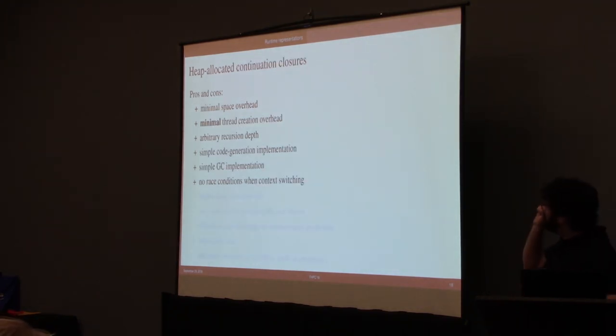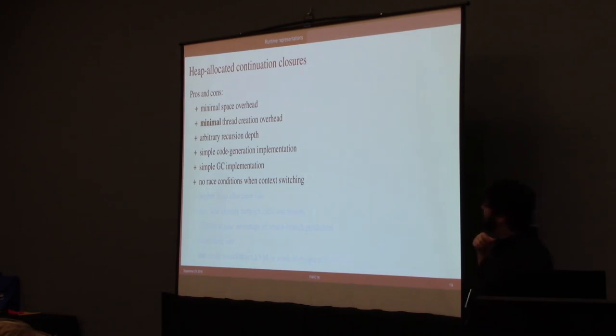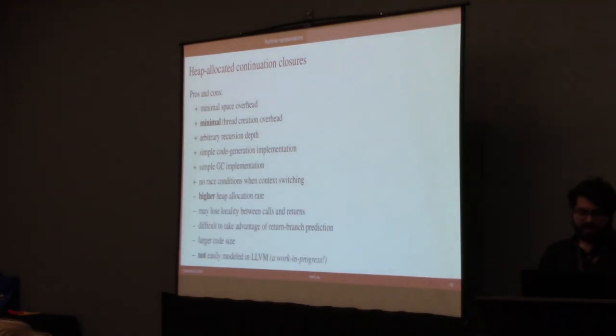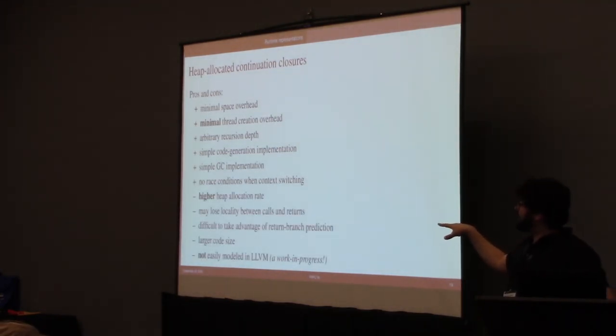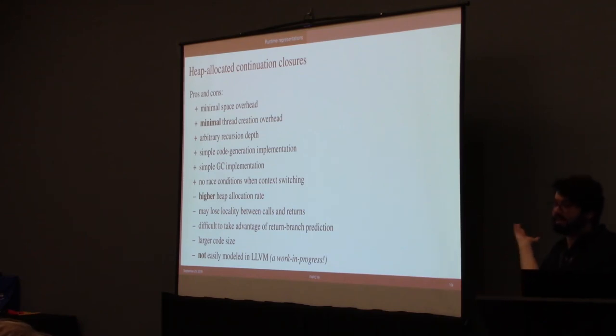Okay, and then we have heap allocated continuation closures. These are the mutable stack frames. So again, minimal space overhead, minimal thread creation overhead, all the other good benefits. We have a higher heap allocation rate. And I should also mention a much, much simpler implementation because it's essentially just function closures. You don't need any extra work. One downside is it's not so easily modeled in LLVM, but this is a work in progress for concurrent GC.